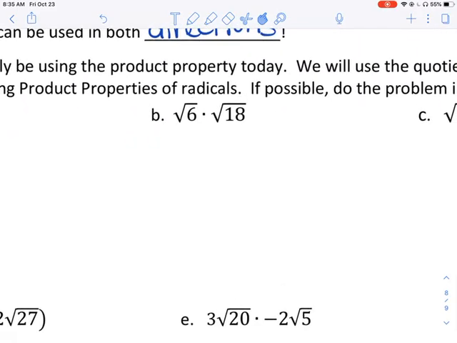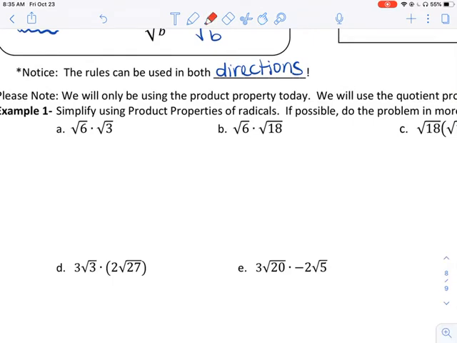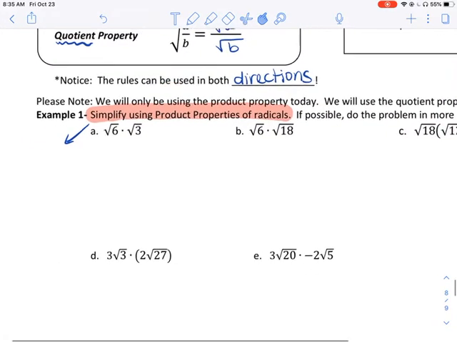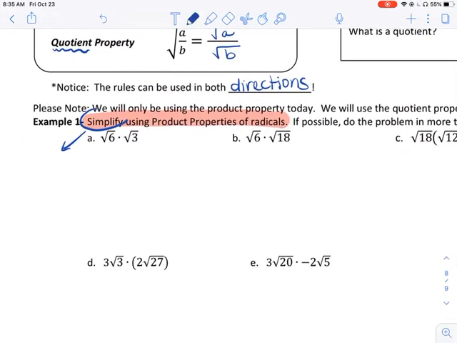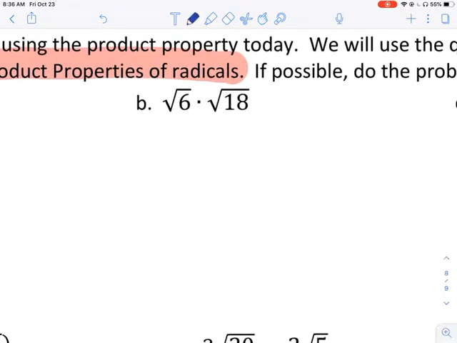I'm going to do B. Now, first, let's look at our directions. They say simplify using product properties of radicals. Now, if it said approximate, that would mean decimals, but simplify means that we don't want any decimals. We just want to write this in radical form, but simpler. So no decimals. If you have decimals, you are doing these ones wrong. Let's go ahead and do B real quick.